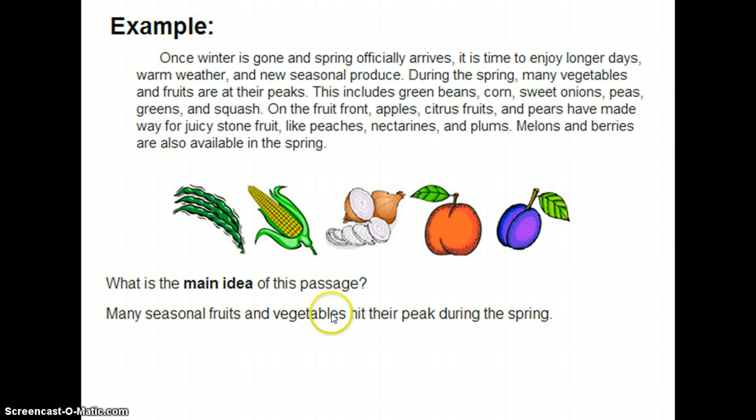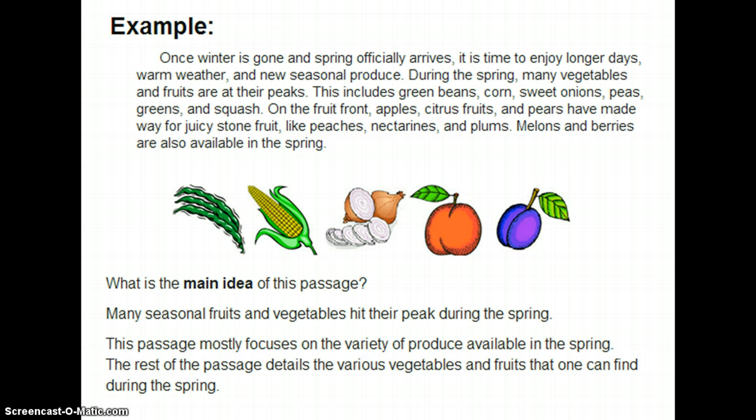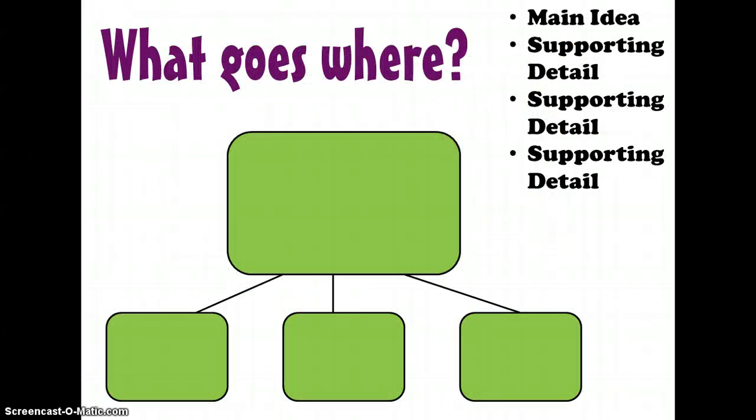Many seasonal fruits and vegetables hit their peak during the spring. If that's what you wrote down or something similar, you got it right. This passage mostly focuses on the variety of produce available in the spring. The rest of the passage details the various vegetables and fruits that one can find during the spring. So thinking about the main idea and supporting details, you could use a graphic organizer such as this to help you figure out what that main idea is.